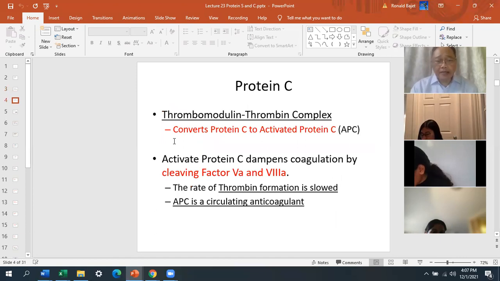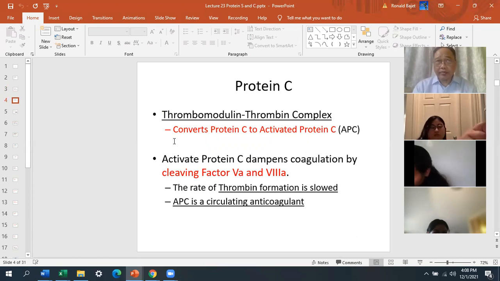So this thrombomodulin-thrombin complex will convert protein C to activated protein C. Protein C is one of those factors. It's an anticoagulant that circulates in your blood system, and it'll convert.